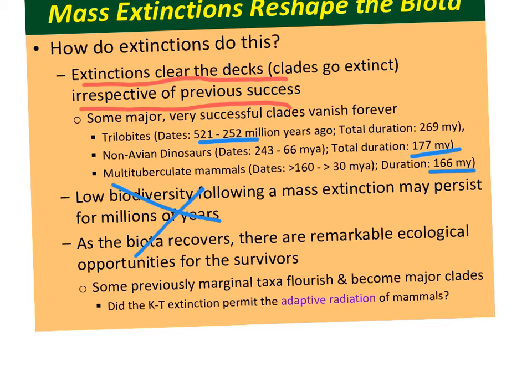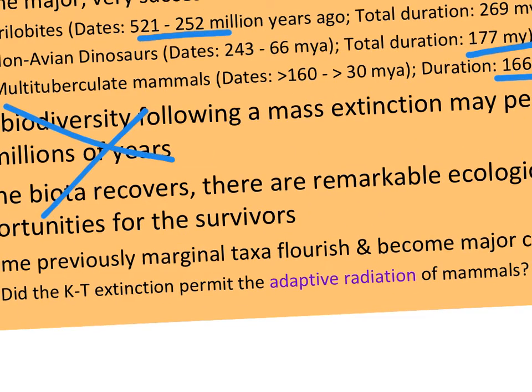So, some previously marginal taxa flourish and become major clades. In other words, they adapt, and this is called, when lots and lots of new species and new groups that are descended from old groups have an opportunity to speciate, a lot of them in a very short period of time, an adaptive radiation. Okay? That's very important to understand. That's one of the outcomes that can happen.